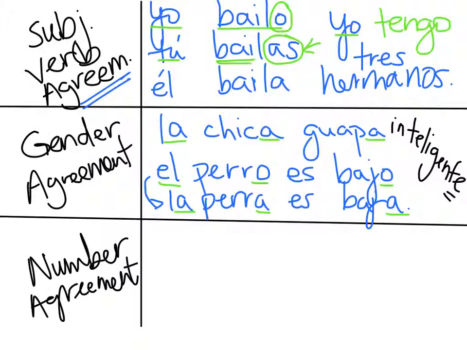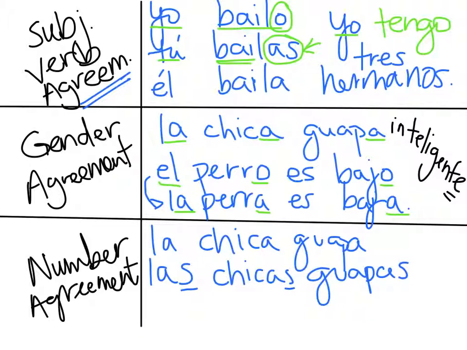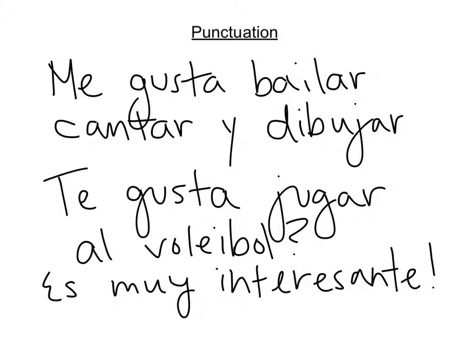And lastly, we have number agreement. So, por ejemplo, we have la chica guapa, the pretty girl. So what if we wanted to say the pretty girls? Number agreement means making it plural. Las chicas guapas. So remember, in Spanish, we can't just make one thing plural. We have to make everything plural. So that is number agreement, making everything plural, or singular, if necessary.